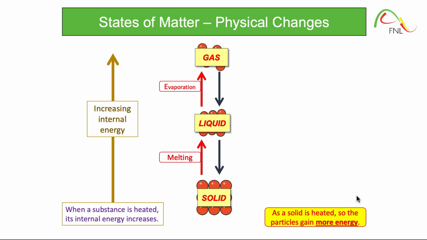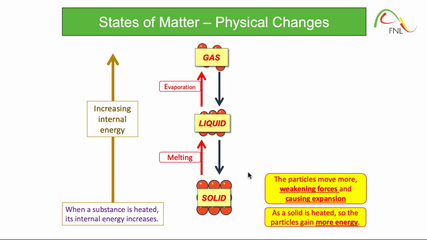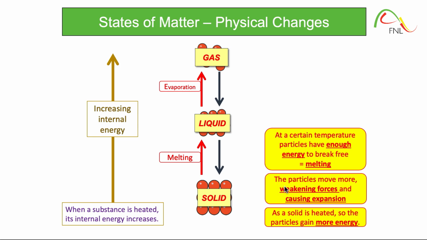So, as a solid is heated, the particles gain more energy. They gain energy going from solid to liquid. We see the changes now. And then the particles move more, weakening forces causing expansion, and so they melt. At a certain temperature, particles have enough energy to break free, and it's called melting. So as they are heated, they're gaining thermal energy.